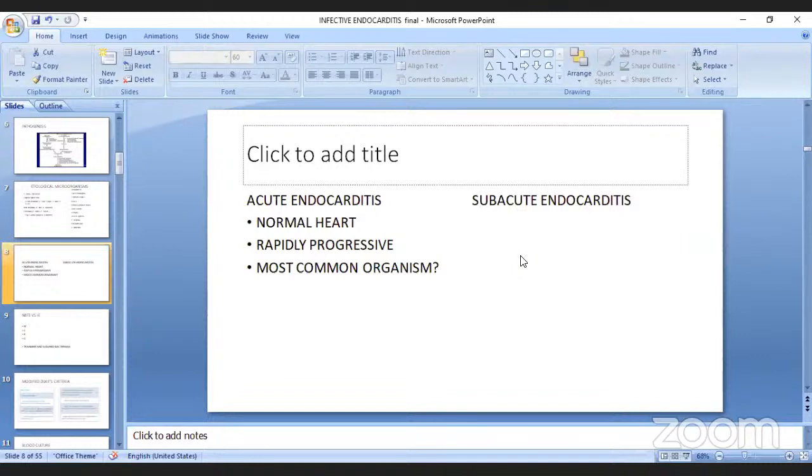And the causative organism is staph. You cannot forget this. When I say that acute endocarditis can happen in a normal heart also, what we understand is that Staph aureus can even attack a normal endothelium, and that is why Staph aureus is a very problematic organism and the death rate is very high in acute endocarditis. These are the things that you cannot forget.